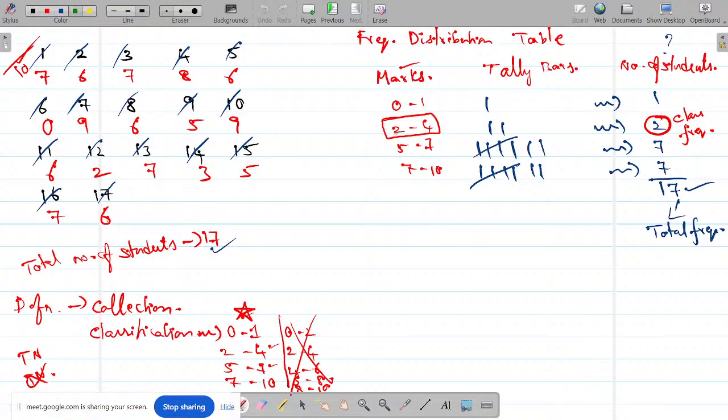Actually, this table doesn't look nice. So what I'm going to do here is take a number which is common to both. Which number can I take, which is common to both? Instead of 1 and 2, I'm going to take a mid value.